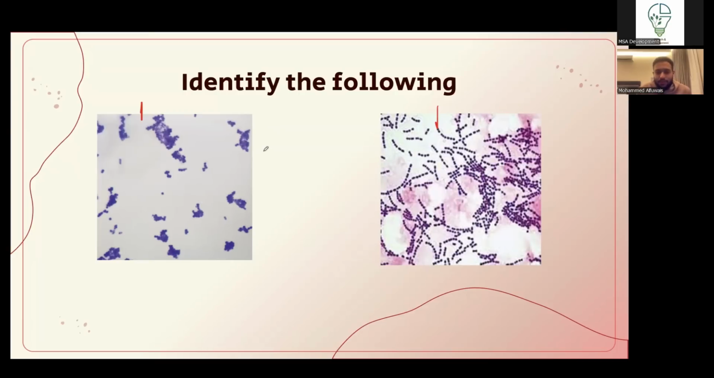How else would you want to differentiate them biochemically? Coagulase and catalase. Catalase, we'll start with that. Staph is catalase positive. Strep is catalase negative. Staph aureus is coagulase positive. The other Staph species are coagulase negative. Good. That's basically that.